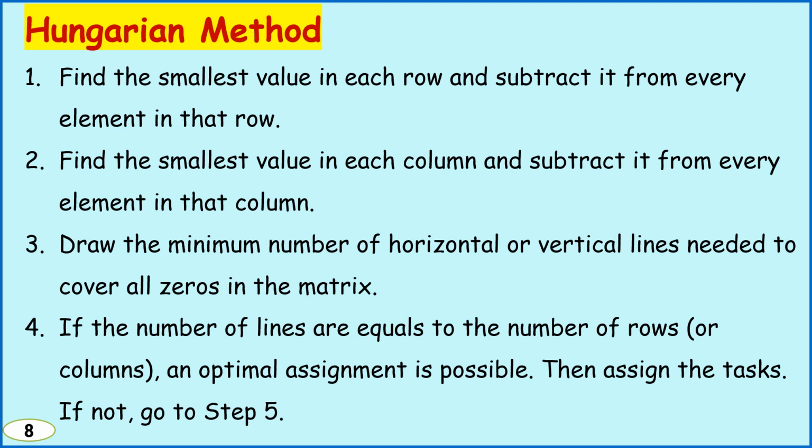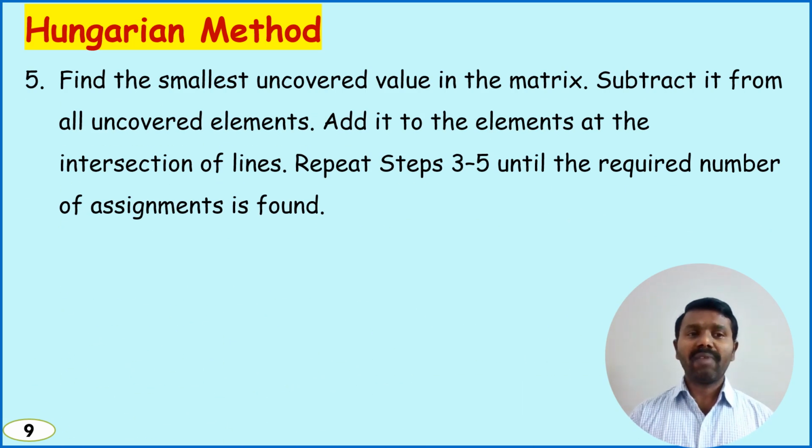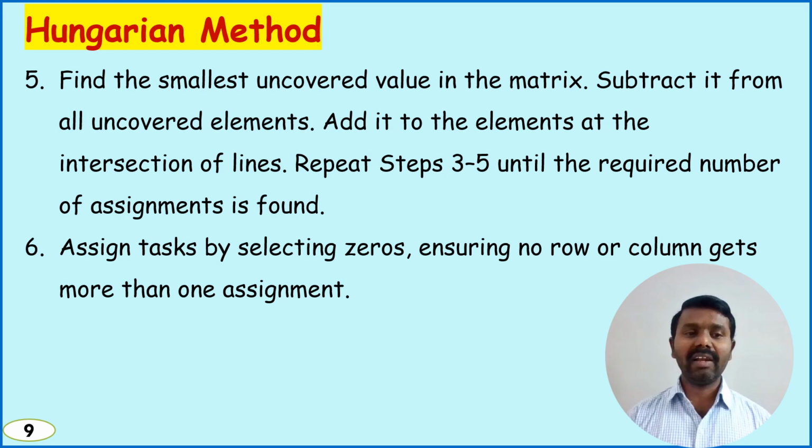Then you assign the task. If not, you go to the next step. The fifth step says find the smallest uncovered value in the matrix, subtract it from all uncovered elements, and add it to the elements at the intersections of the lines. Repeat steps 3 to 5 until the required number of assignments is found. Finally, assign the task by selecting zeros, ensuring no row or column gets more than one assignment.